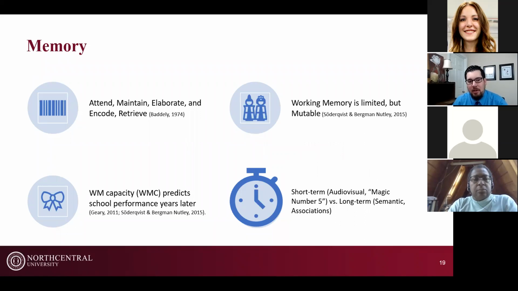In Baddeley's early model, humans were thought to attend to information, maintain it, elaborate, encode, and retrieve it. Although long thought to be limited and finite, working memory is mutable. We can grow our capacity. One way is through deliberate practice. Media multitasking interferes with attention and working memory.